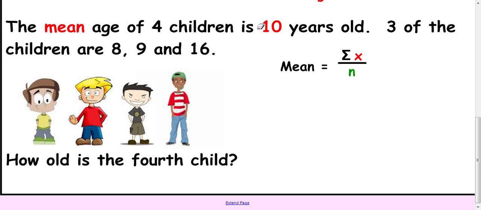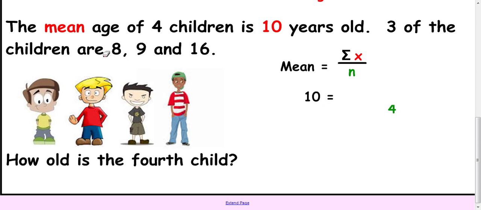The mean age of 4 children is 10 years old. 3 of the children are 8, 9 and 16. We've got to work out what the 4th child weighs. So set it up the same way as the one above. The mean age of 4 children is 10. Right, we know what this is, it's 10. We know how many children there are. There's 4, so we can put a 4 in the bottom.